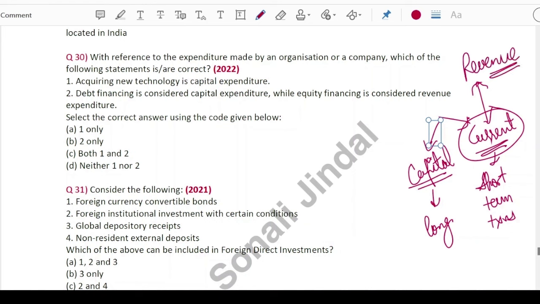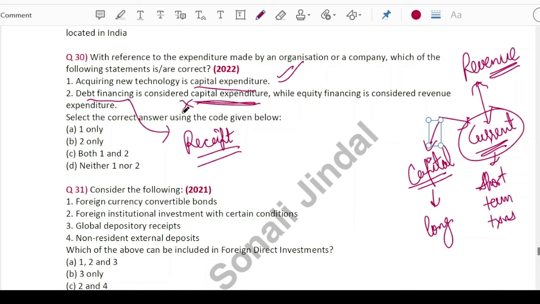Now let's read the question. Acquiring new technology is a capital expenditure, yes, as it is long term in nature and it will benefit in the long run to increase the capacity of that company. Raising debt financing is considered as capital expenditure. Pehle to ye jo hai receipt hai, as paisa aayega. So it's a capital receipt. So this is wrong. While equity financing is considered as revenue expenditure.